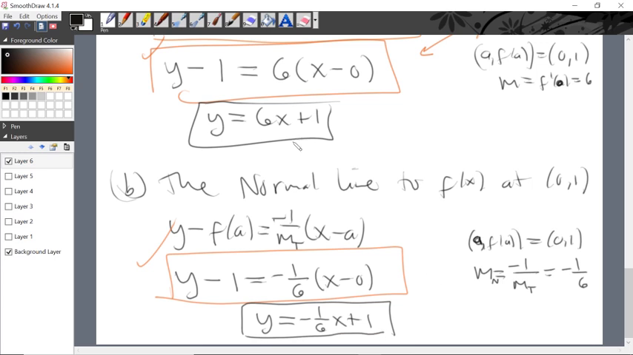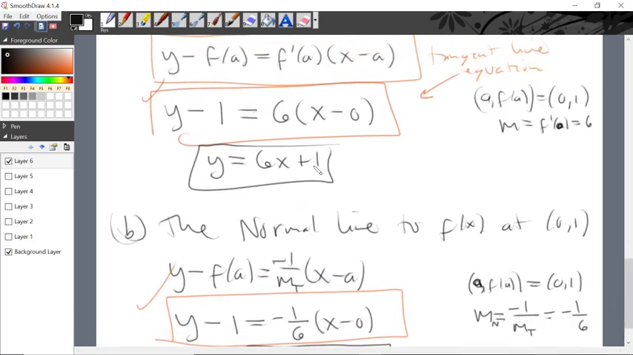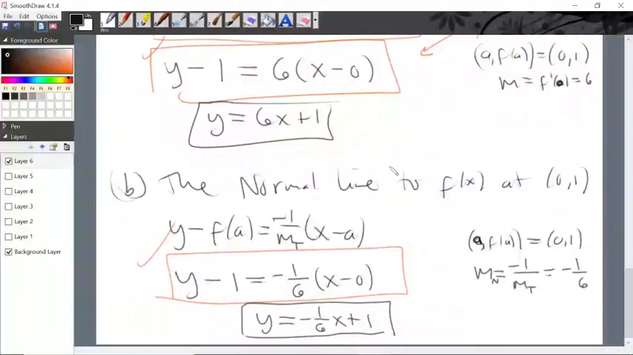You might notice then that both of these lines share the point 0, 1. If you plug x equals 0 into either of these equations, you get y is equal to 1, just as you would get from the original function. x equals 0, then y would equal 1. So they all have the same point. The slope of the tangent line is equal to the derivative evaluated at the fixed point. And the tangent line is perpendicular to the normal line because we took the negative reciprocal of the slope.